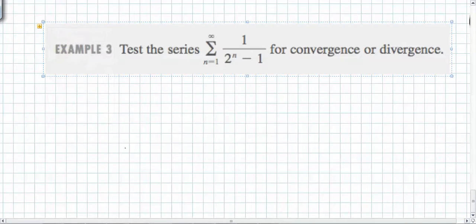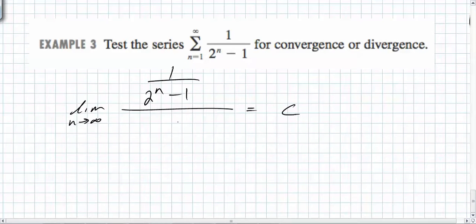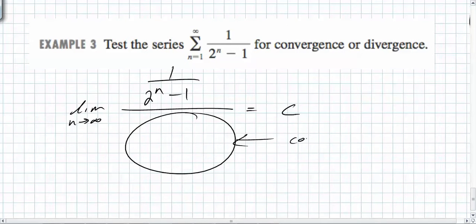What did that limit comparison test say? It said that if you have the limit as n goes to infinity of a_n over b_n, and it goes to a constant, they're either both convergent or both divergent, right? So we want to pick something that we know is convergent, such that when we put it in the denominator, it turns the whole thing into something that is convergent. Does that make sense, everybody? So we want to put something here that we know is convergent, or something we know is divergent, either one, right?